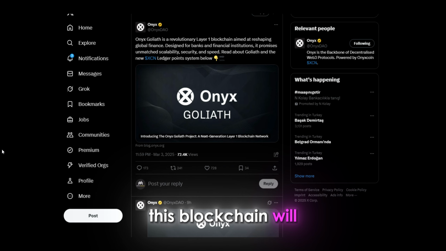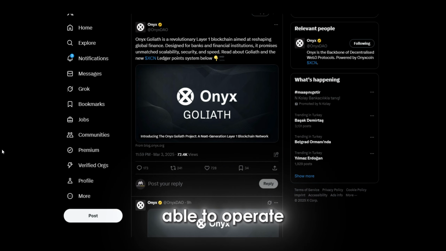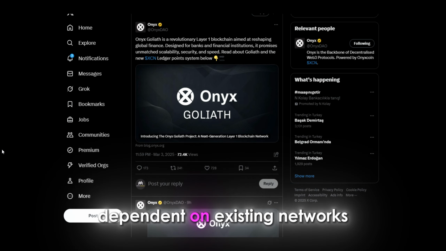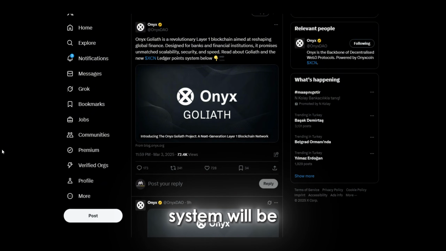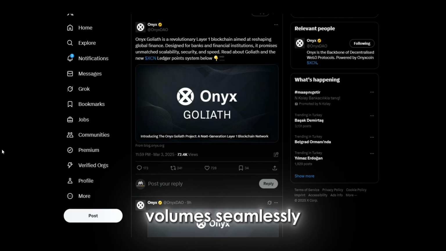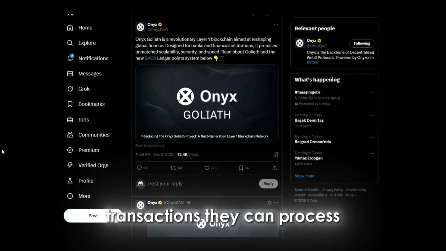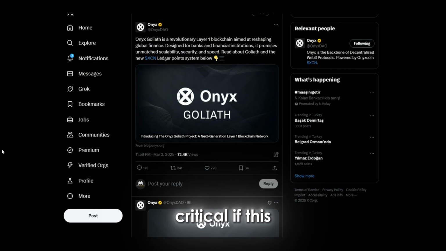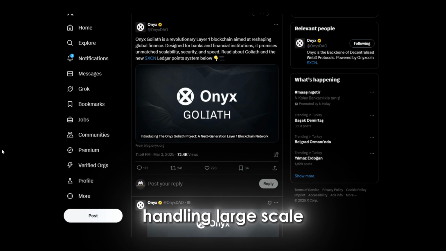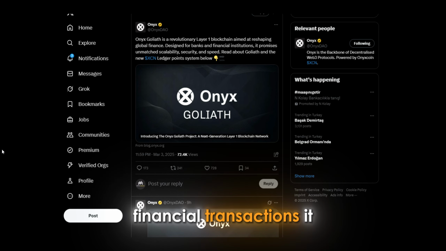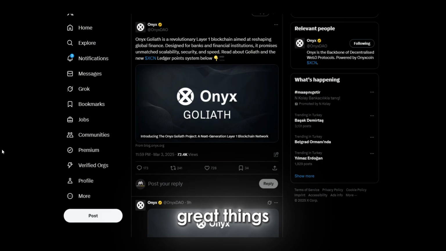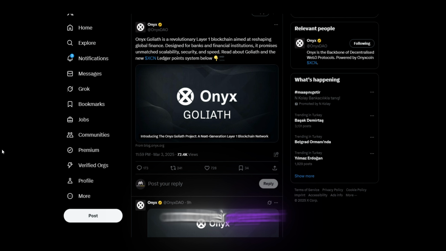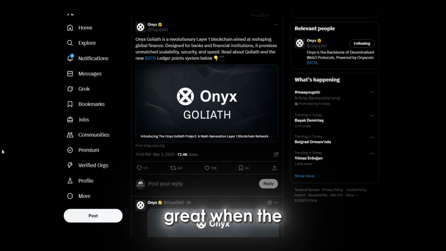In other words, this blockchain will have its own infrastructure and will be able to operate without being dependent on existing networks such as Ethereum. And the scalability emphasized shows that the system will be able to manage very high transaction volumes seamlessly. For large institutions like banks, the amount of transactions they can process per second is critical. If this blockchain is truly capable of handling large-scale financial transactions, it could be of interest to banks and financial companies. XCN and his team are doing great things, and if they continue to develop themselves and their project like this, it could be great when the bull comes in.